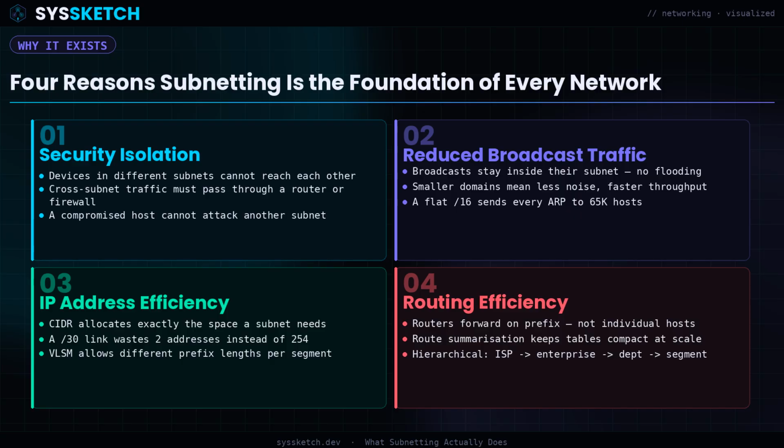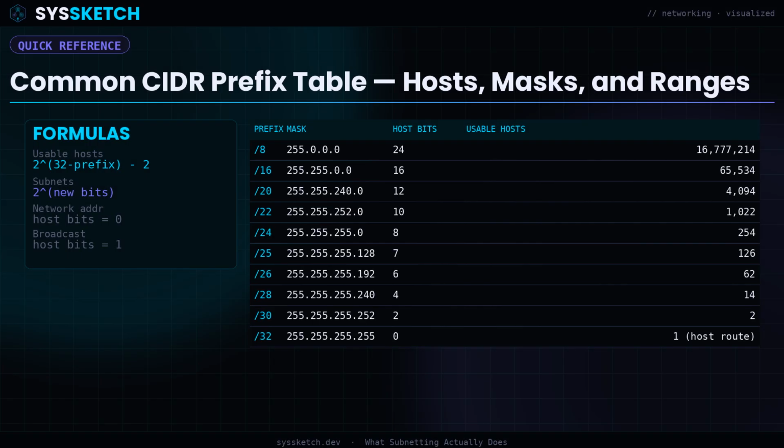Keep this table close. /8 gives you 16 million hosts. /16 gives 65,000. /24 is your standard LAN, 254 hosts. /26 gives 62. /30, just 2 hosts, perfect for router-to-router links. Every prefix is a trade-off between the number of subnets and the number of hosts per subnet. The formula is always the same: 2 to the power of host bits minus 2.